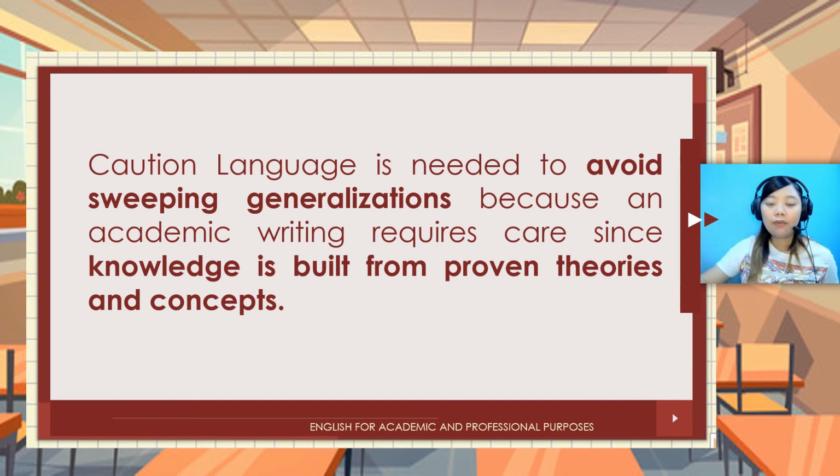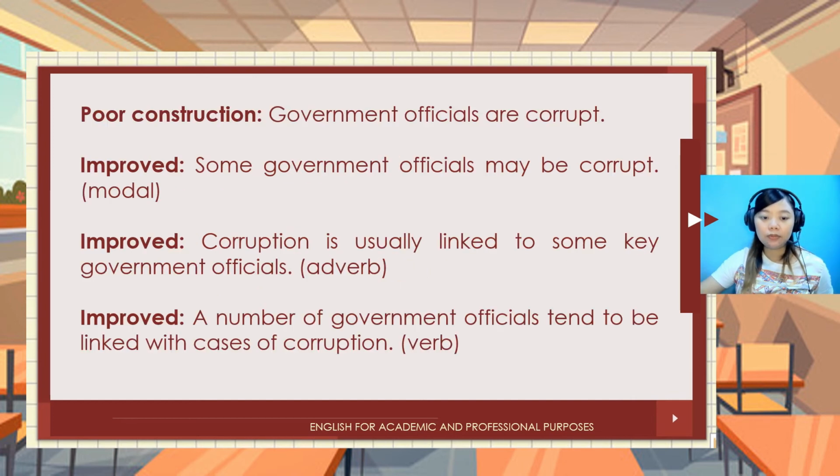So to give you an example, here is a sentence with poor construction. Government officials are corrupt. So in this sentence, it seems that the writer is claiming that all government officials are corrupt. So no one is exempted. So to avoid this sweeping generalization, we can improve it using different kinds of words like modals, adverbs, and verbs. So here are some improved sentences.